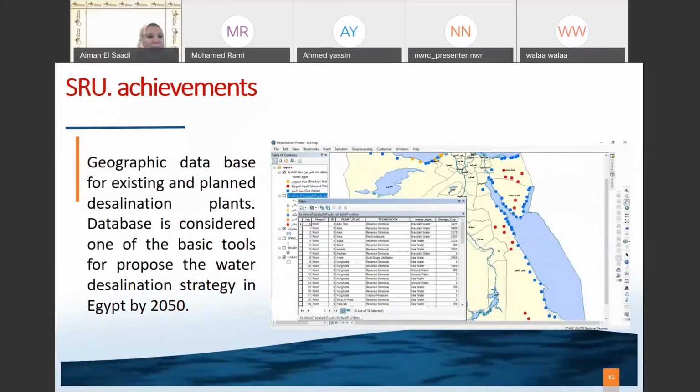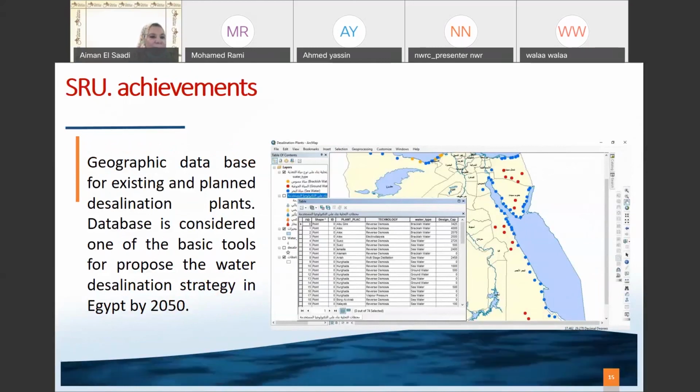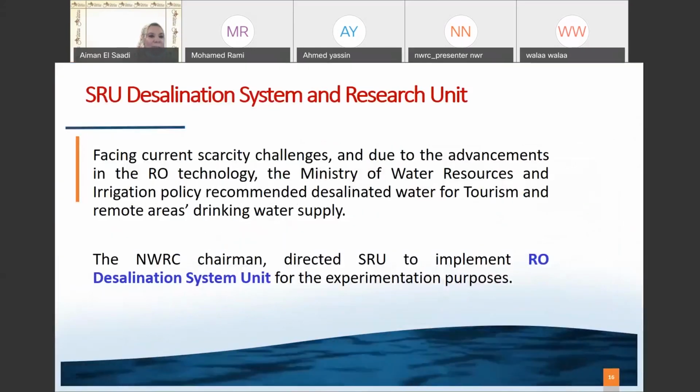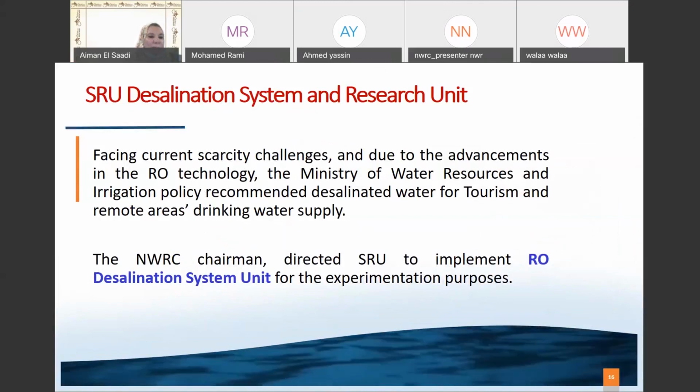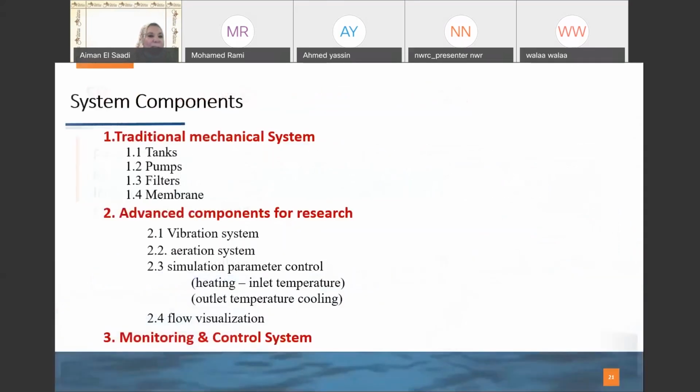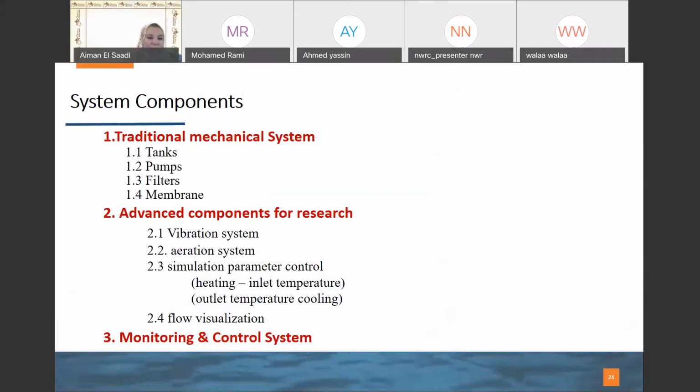Other achievements: a geographic database for existing and planned desalination plants, and SRU desalination. The Ministry of Water Resources and Irrigation policy recommended desalinated water for tourism and remote areas. The president of the National Water Research Center directed SRU to implement an RO desalination system unit. These are the components of the system unit at SRU: a traditional mechanical system as in any desalination plant, and advanced components added for research at SRU.